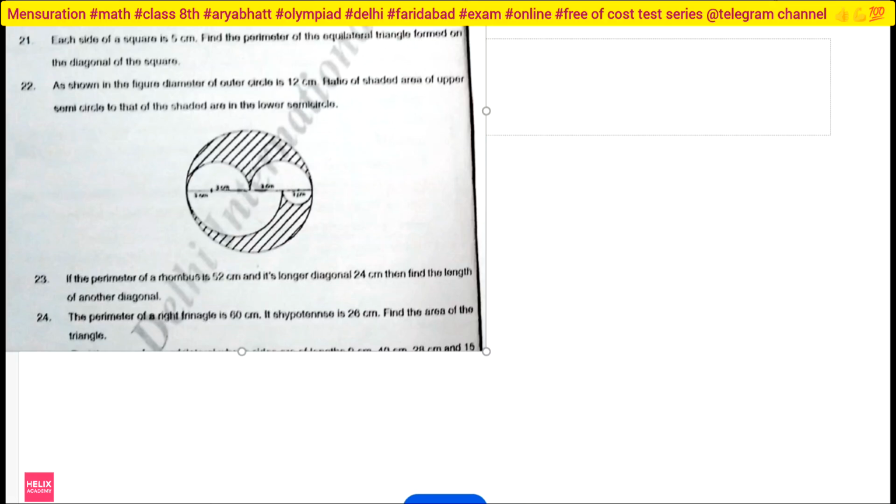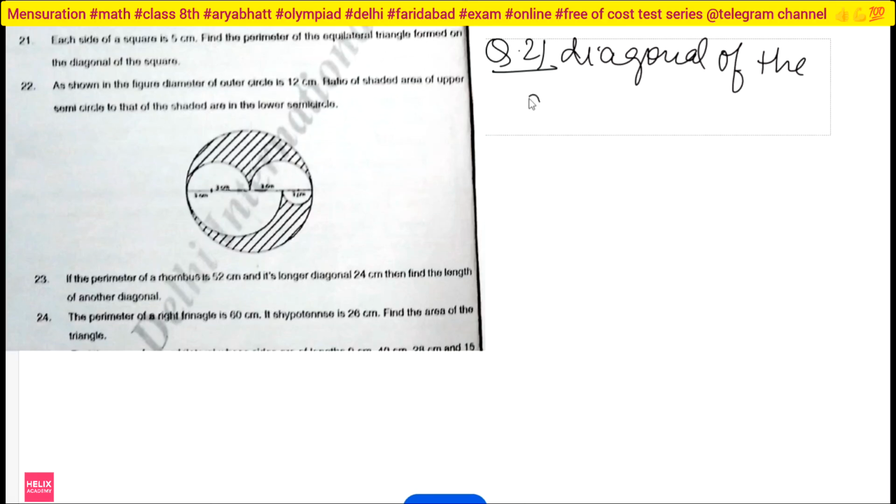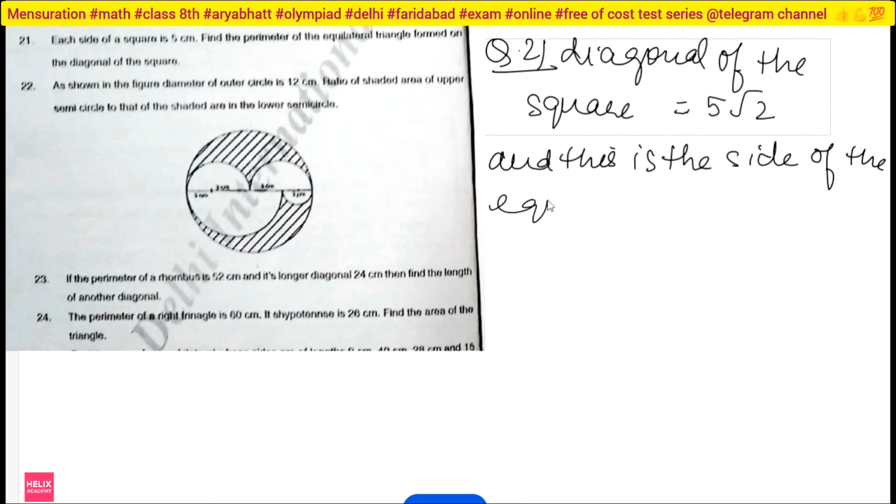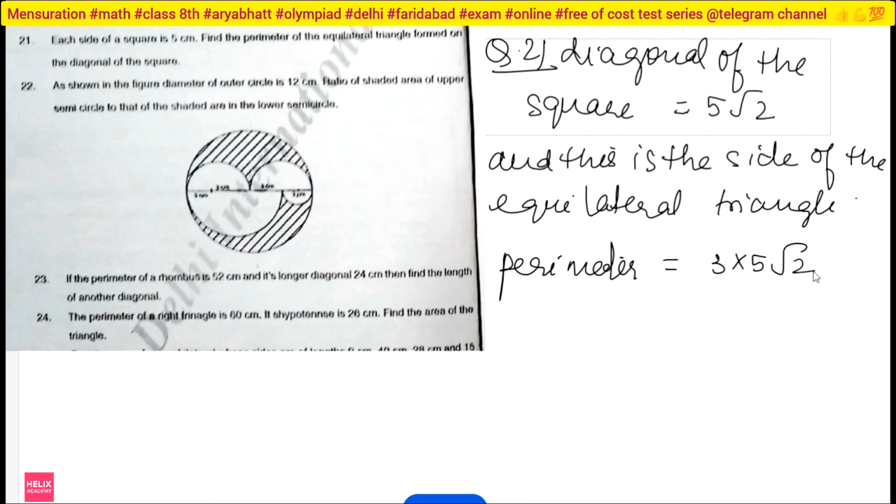Okay, see question number 21 says each side of a square is 5 centimeter. Find the perimeter of the equilateral triangle formed by that. So how do you solve? I will say the diagonal of the square is equal to 5 root 2. And this is the side of the equilateral triangle. So when this is the side of the equilateral triangle, the perimeter is equal to 3 into 5 root 2. Okay, so this will be 15 root 2, or if root 2 is 1.414, I will get 21.21 centimeter approximately.